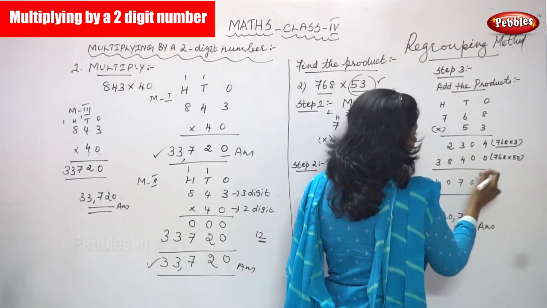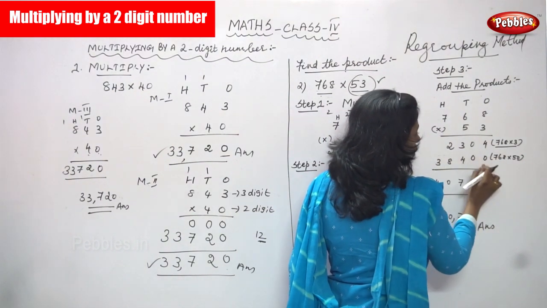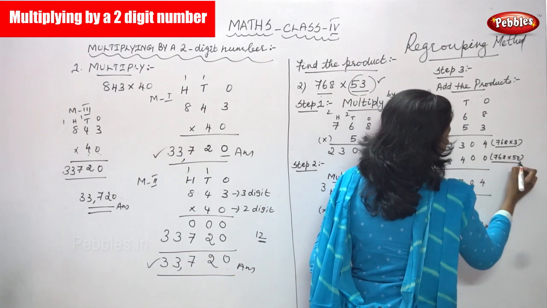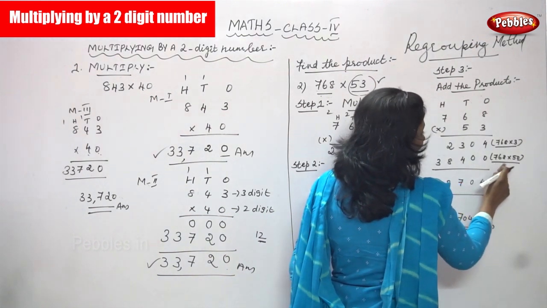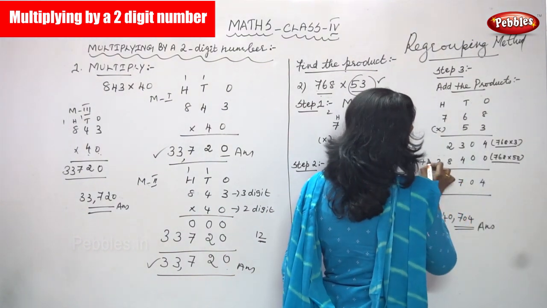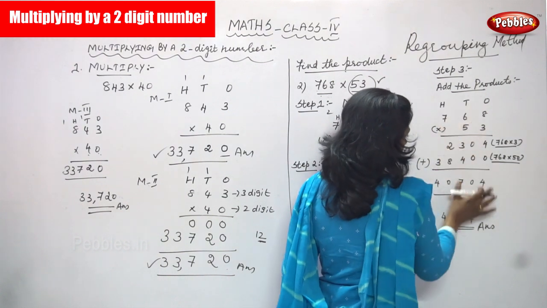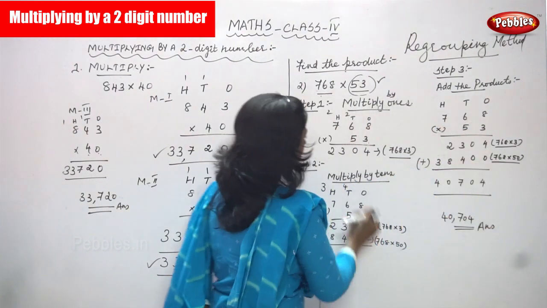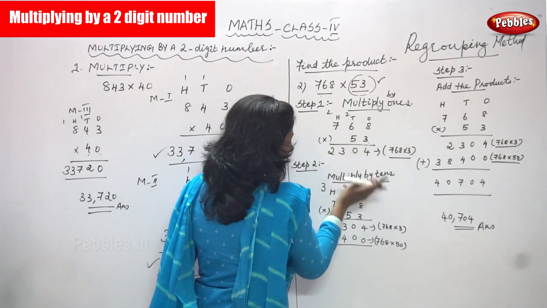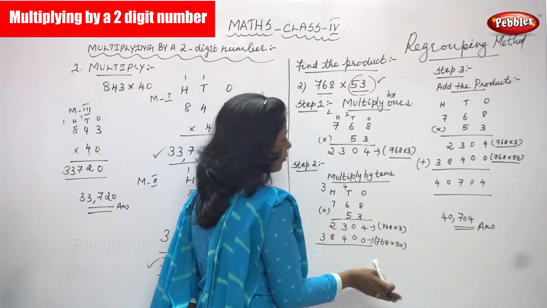And the next one is what? 38,400. This is the answer of what? Tens place value, 768 into 50. Now finally you must add the products. That is step 3. You have to write as it is: first the ones place answer, next the tens place answer.